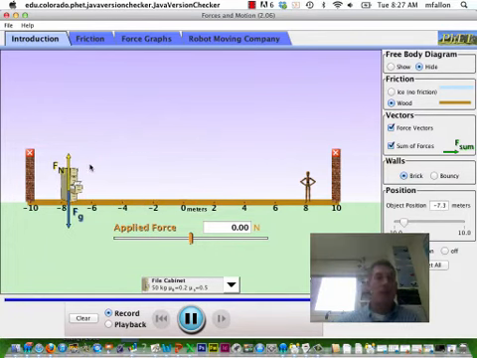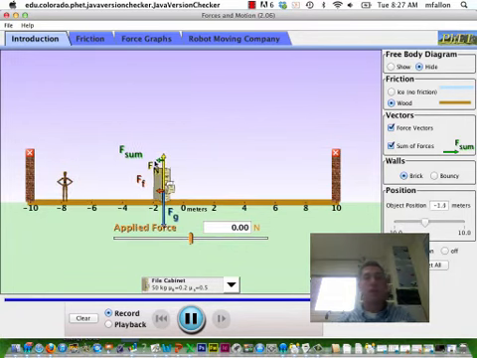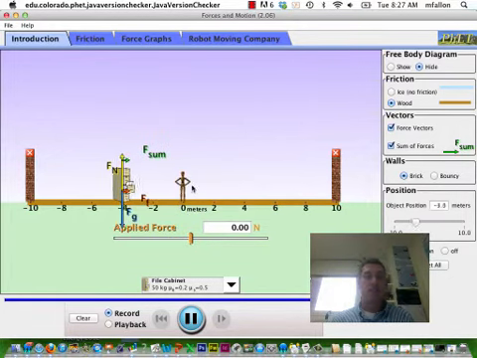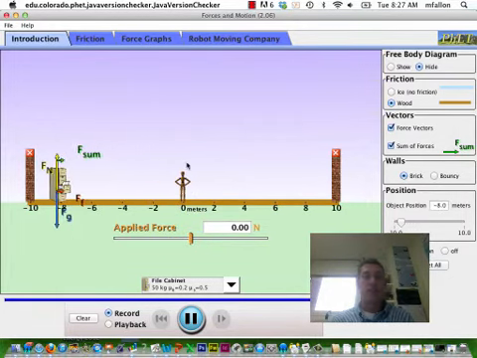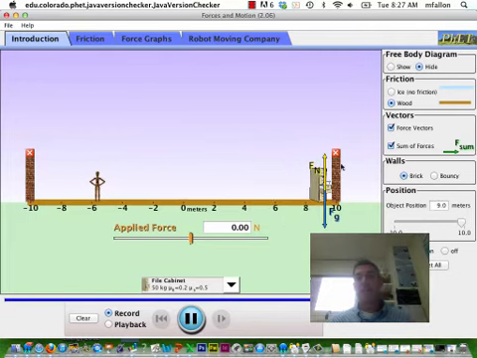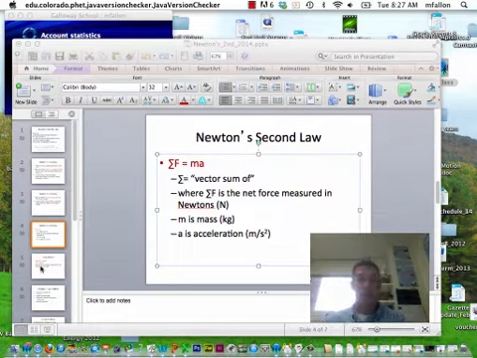Acceleration is directly proportional to the vector sum of those forces, and that's that green vector there. So acceleration will go in the direction of that vector sum. If it's slowing down, that vector sum is opposite of the motion. If it's accelerating in the positive direction, that vector sum will be in that same direction. And of course, force is in newtons, mass is in kilograms, and acceleration is in meters per second squared.